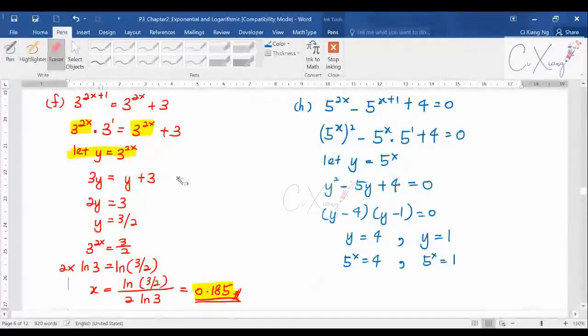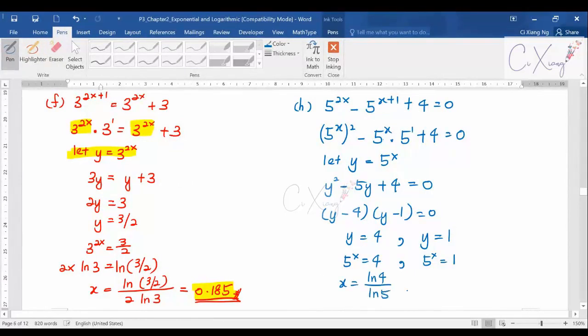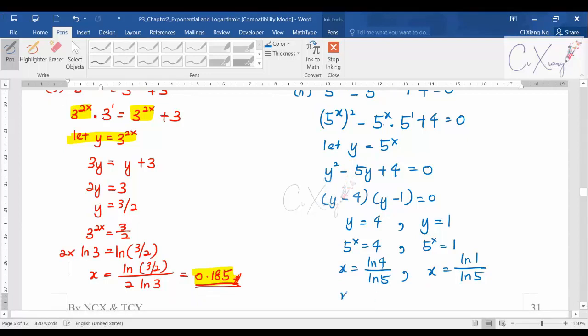Okay, so maybe I skip the step a bit here. So x is equal to ln 4 divided by ln 5. Same thing happened here, x is equal to ln 1 divided by ln 5. So if you press the calculator, you will get the answer for x, which is 0.861, and also x equals to 0.